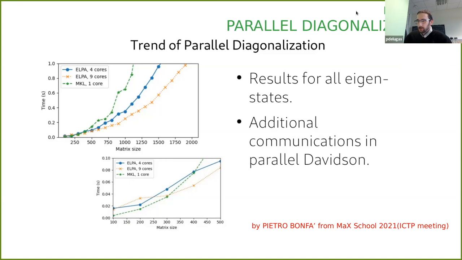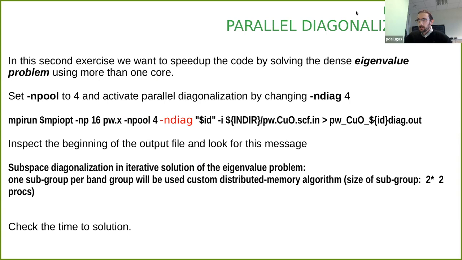So what you have to take home from here? Well, there are very efficient parallel diagonalization routines, in particular from the ELPA library, but they are advantageous only when your matrix becomes large. If you need a number to refer to, let's say that over 100 bands we can start to see some advantages by using the parallel diagonalization libraries. So what we do in the next exercise is to get our hands on the parallel diagonalization in Quantum Espresso.